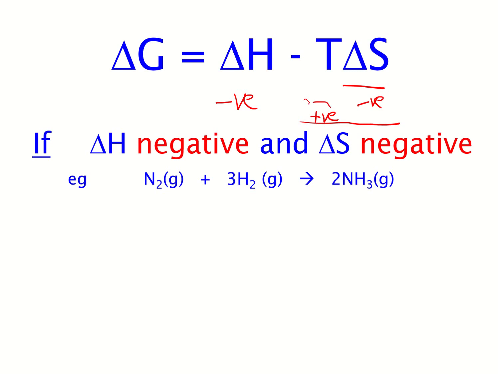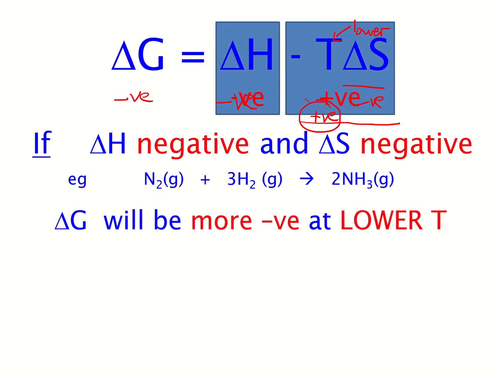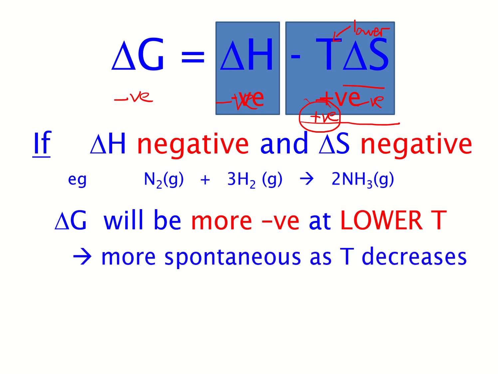So what we don't want is this term to be too positive, because the more positive it is, the more likely it is to override the negativity of the delta H, if you like. Therefore, the lower the temperature is, the more chances it is that the delta G would remain negative. So this is a reaction that would occur spontaneously at low temperatures. Now from an industrial perspective, that's not ideal, for the simple reason that low temperatures equals low rate.